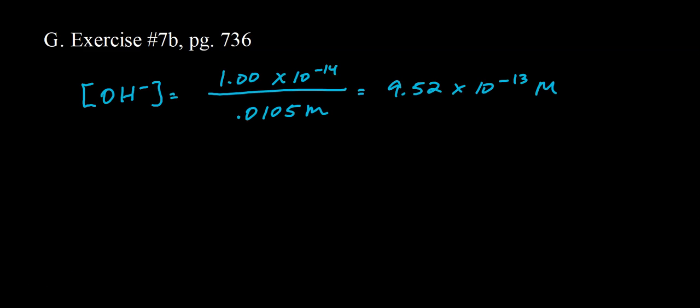Go ahead and do 7b on page 736. I already gave you the concentrations of the H plus and ClO3 minus ions. Go ahead and determine the concentration of the OH minus ions in that solution. Go ahead and pause the video and do that now. So there's our setup again. Kw divided by H plus equals OH minus. We get a really small concentration of OH minus. Again, this is a solution of a strong acid, so we'd expect a small concentration of OH minus.